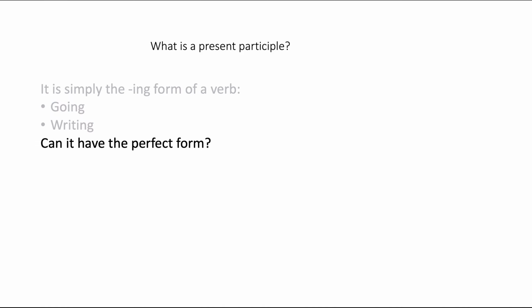Can it have the perfect form or the perfect aspect? Of course, you can use having plus the past participle form to create this perfect aspect of a present participle. I understand this can be a little bit confusing because the main verb is in the past participle form, but remember, past participle form alone does not indicate any time. It is simply a form of verb that is used in certain structures. And in this case, we are using it in perfect form, like right after have.